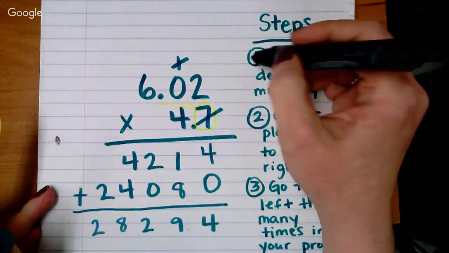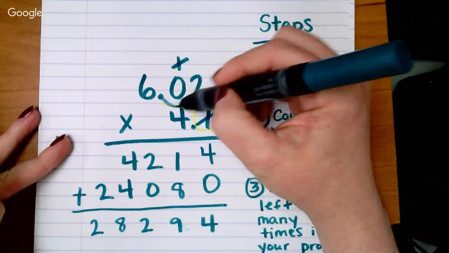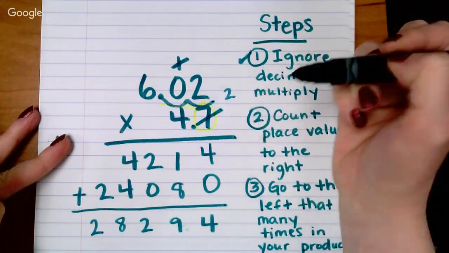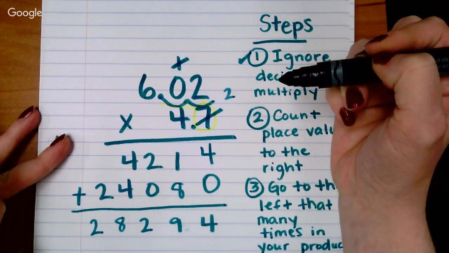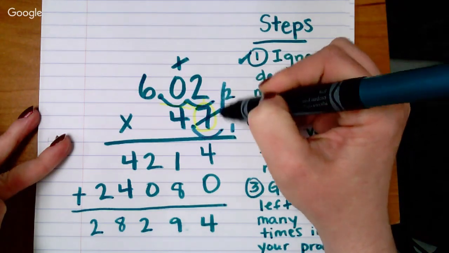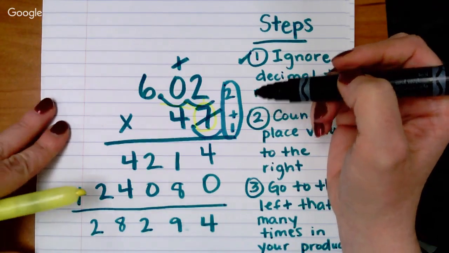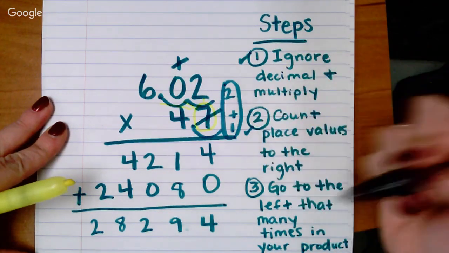I've only done step one. I'm going to move on to step two, and I'm going to count the decimal place values that I have to the right in my factors. Here I see that there are 2 place values around that 0 and around the 2. I have 1 place value around my 7. When I add those together, I see a total of 3 decimal place values. I'm ready to move on to step 3.